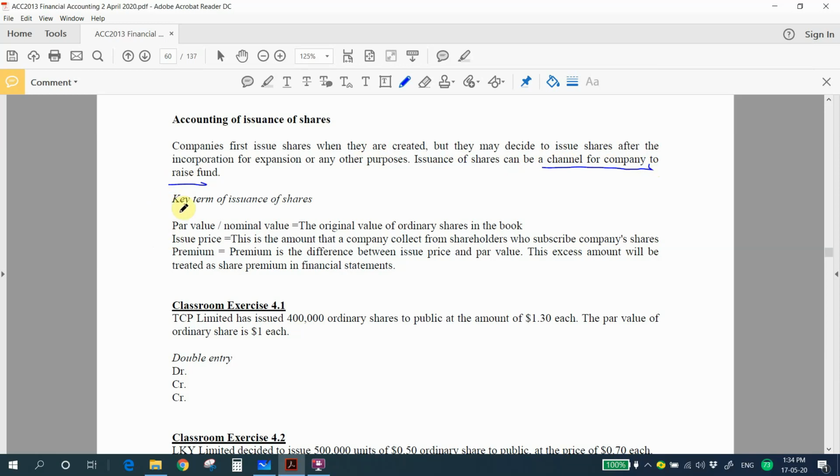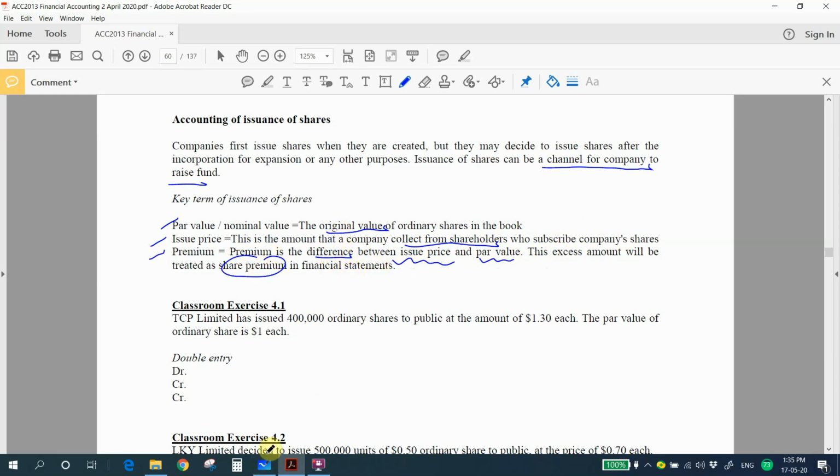There are some terms that you have to take note of when you record the issuance of share. The first one, par value or nominal value. This is the original value of the share in the company books. Next, issue price. This is the amount that a company collects from shareholders who subscribe to the company's share. Next one, premium. Premium is the difference between the issue price and par value. The excess amount will be treated as share premium in the statement of financial position.